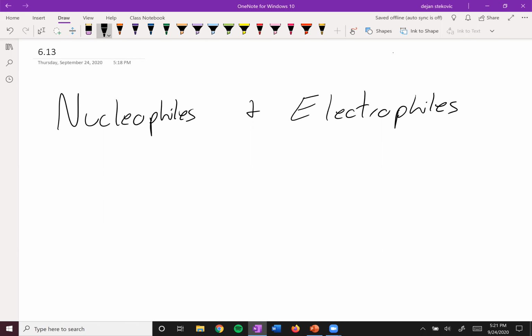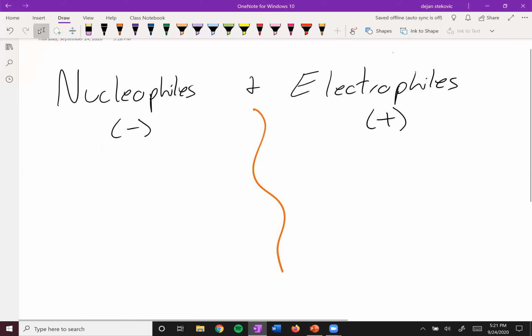All right, now that we know that most reactions are between nucleophiles and electrophiles, we know that it's important to identify the difference between the two. So remember, nucleophiles are negative or positive loving because they love the nucleus, and so they themselves are negatively charged. And vice versa for electrophiles. Electrophiles love the electrons, which are negatively charged, and so they themselves are positively charged. You can see it's easy to mix up the two.